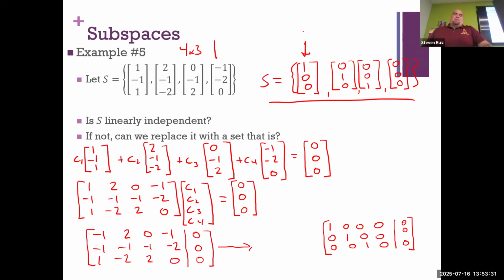What if I multiply this by a constant, this by a constant, this by a constant, and this by a constant, and add those all together, I can get 0, right? Is there a way to get 0 if some of my constants are not 0? How so? C4 can be literally anything. C1, C2, and C3 have to be 0. It doesn't matter what C4 is.